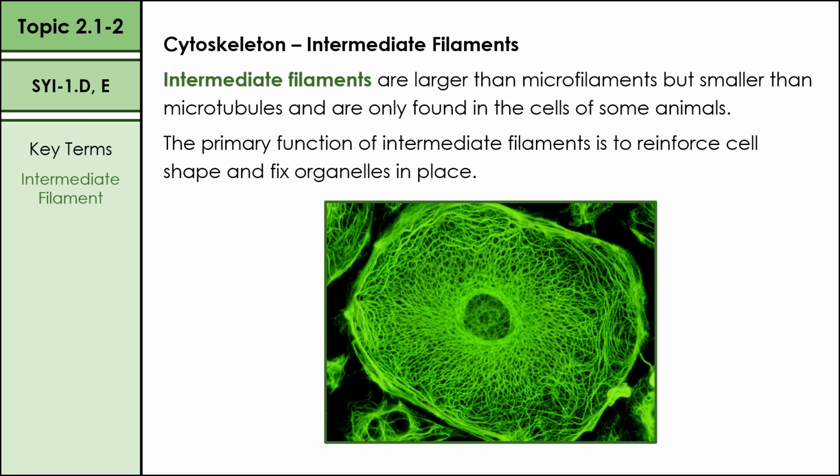And finally, we have our intermediate filaments. Intermediate filaments are, of course, those that are in a medium size. They're not the thickest, they're not the thinnest, and they're only found in some cells, but they primarily are used to reinforce shape and to reinforce the locations of our organelles. So only some cells have these. Other cells rely primarily on that microtubulin to perform the same role.